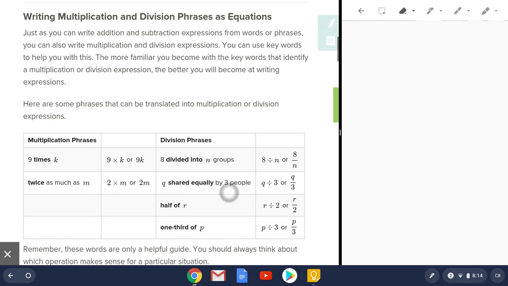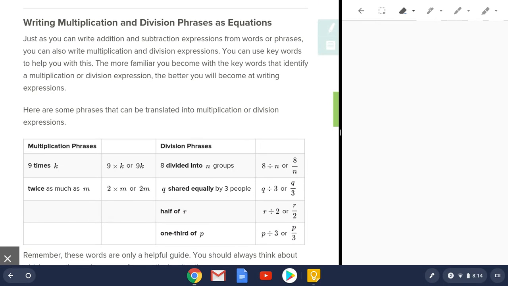So, writing multiplication and division phrases as equations. Just as you can write addition and subtraction expressions from words and phrases, you can also write multiplication and division expressions. You can use keywords to help you with this. The more familiar you become with the keywords that identify a multiplication and division expression, the better you will become at writing expressions. Here are some phrases that can be translated into multiplication or division expressions.